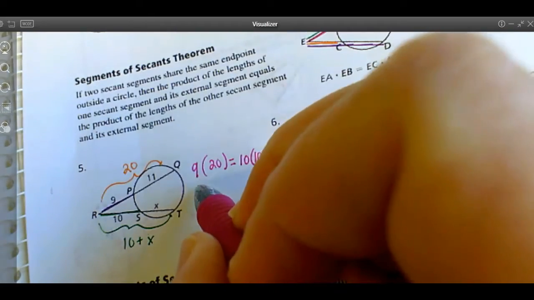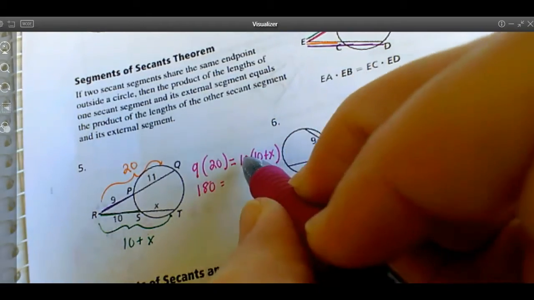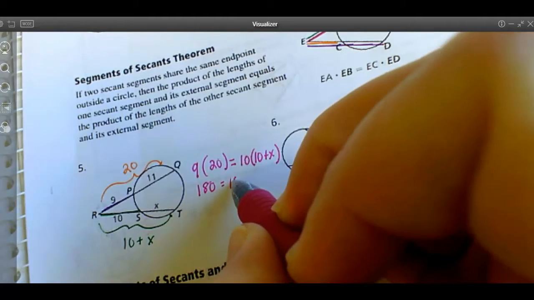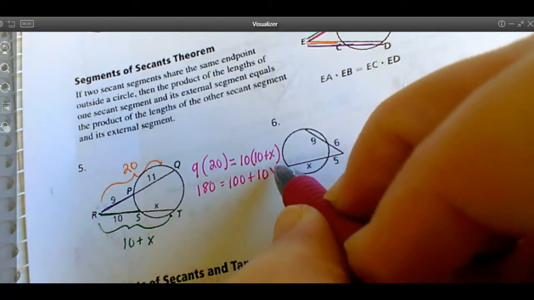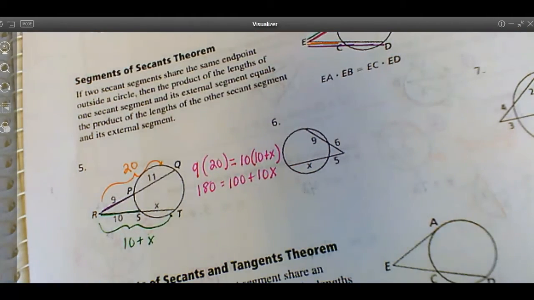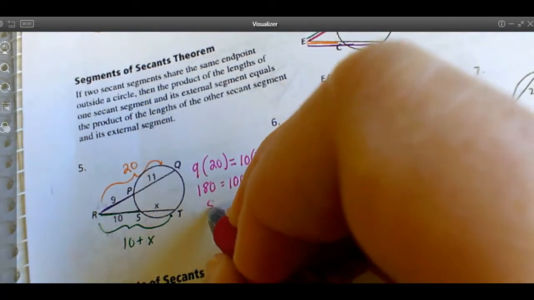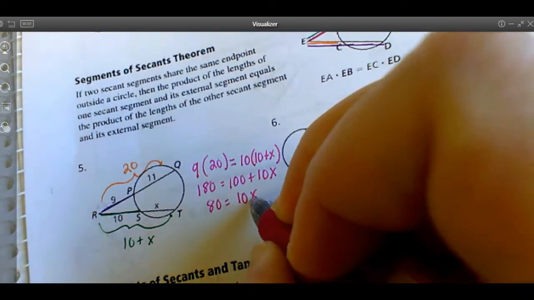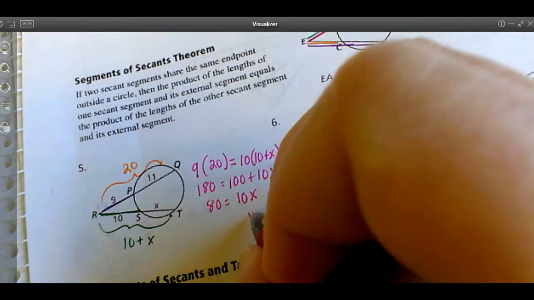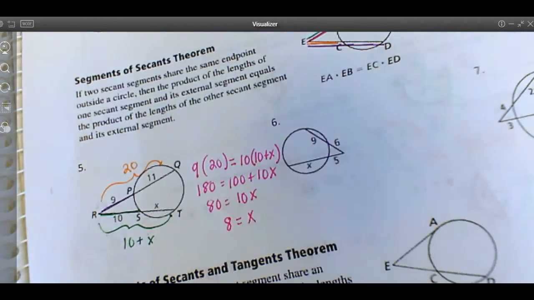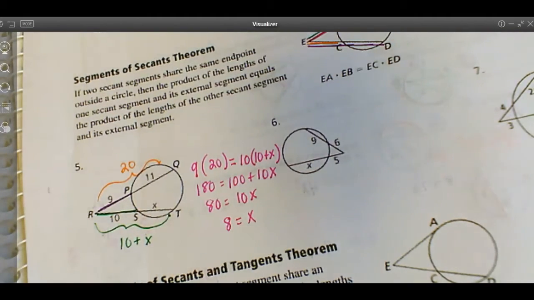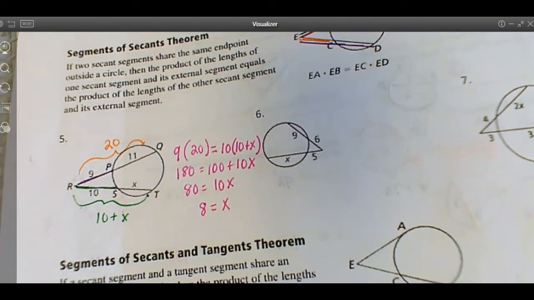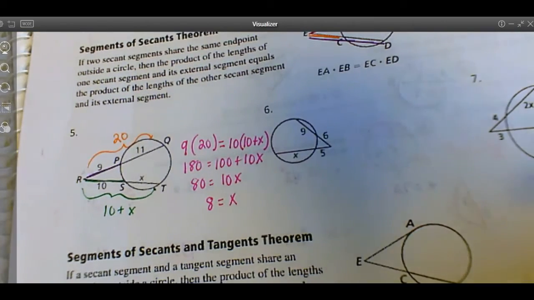Alright, multiply 9 times 20, multiply 10 by both parts, subtract 100 on both sides, divide by 10, and you get x is 8. Easier, a little bit easier because it's not quite as big of an equation, but same kind of problem.